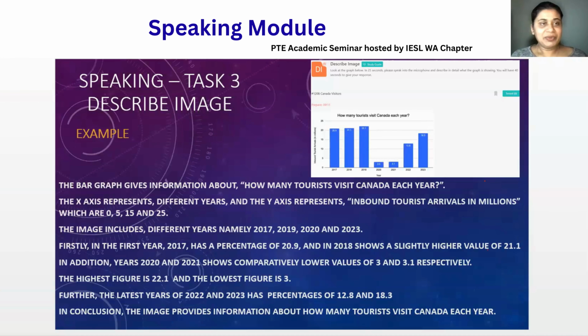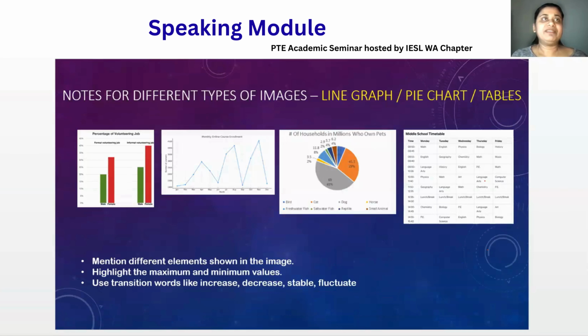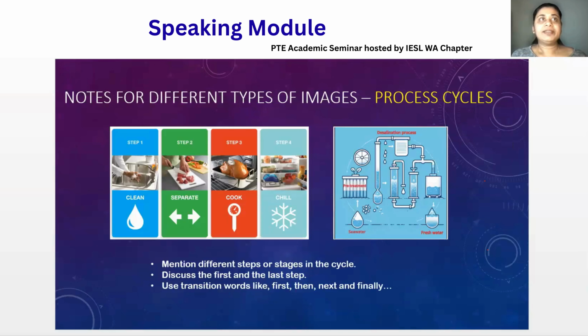And now I will show you the types of images that you will be given in this test. These are line graphs, pie charts, and you will also be given tables. Like this, highlight the maximum and minimum values. Sometimes you can use transition words like increase, decrease, stable, fluctuate. I will show you the other type, that is process cycles. You will also be given process cycles like this. Include the steps or stages, and you can say this is the first step and the last step is this one, and use transition words like first, then, next, final.